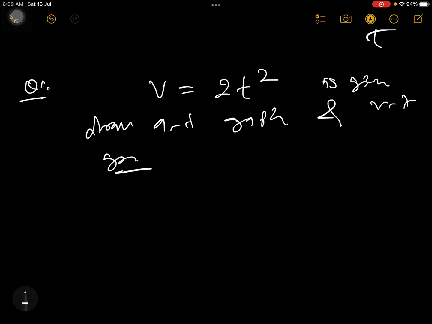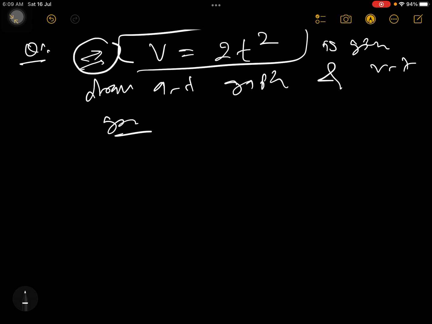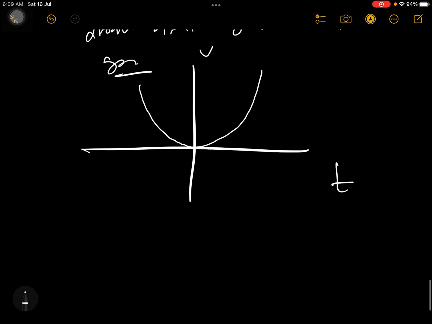Now let's draw the AT graph and VT graph. How will you draw it? To draw the VT graph, it is nothing but a parabola. How will it be a parabola? I will teach you in mathematics. So you can see this is your V and this is your T. This is how your VT graph will look, because here you have power 2. Now I want to draw the AT graph. So what is the AT graph? dV by dt, the slope of the VT graph, is known as acceleration.